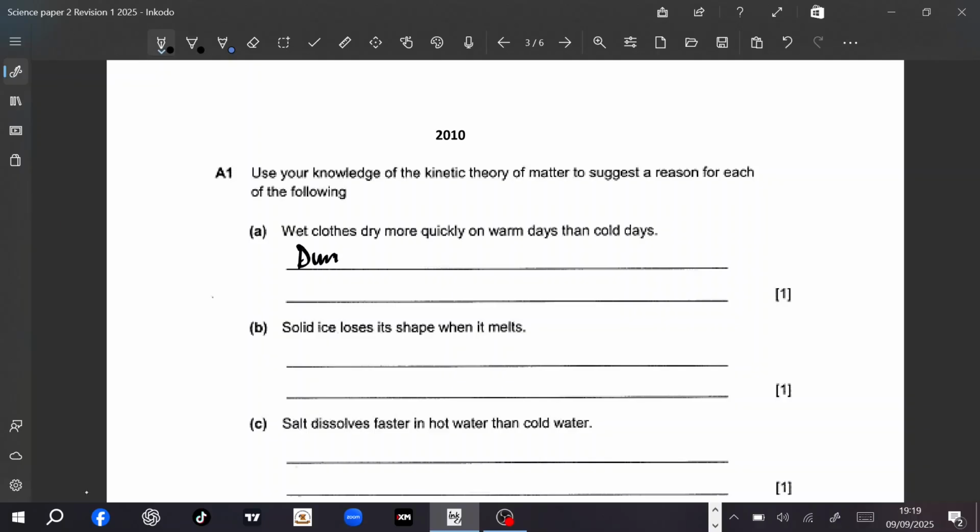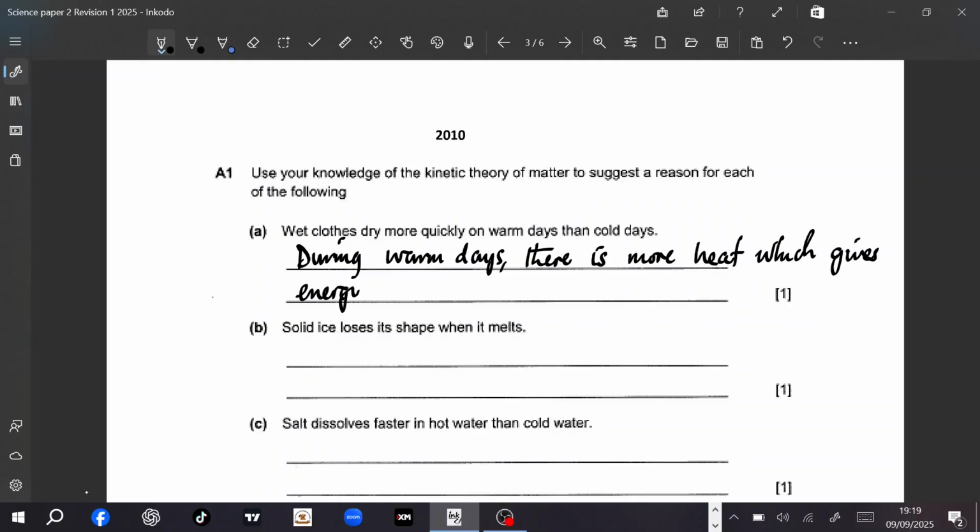During warm days, there is more heat, which gives energy to water particles in clothes for them to evaporate faster.